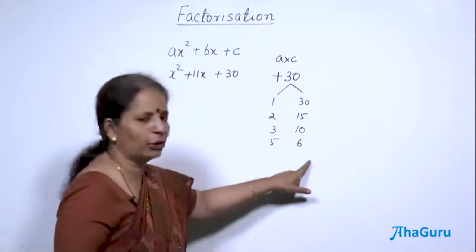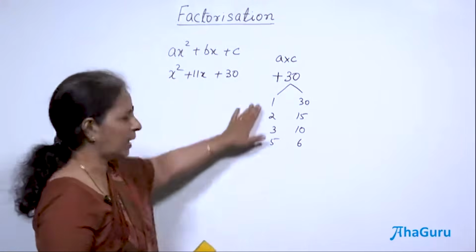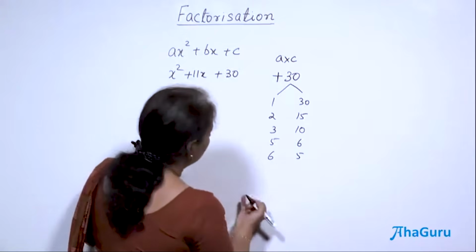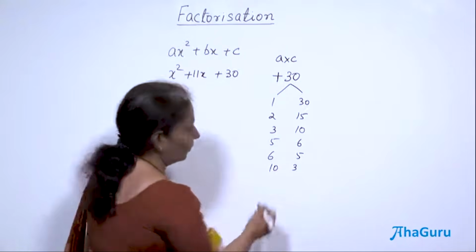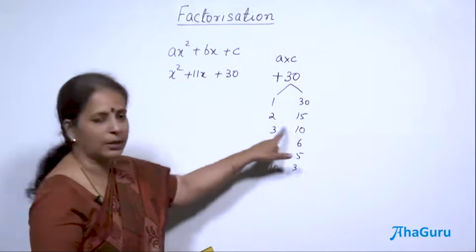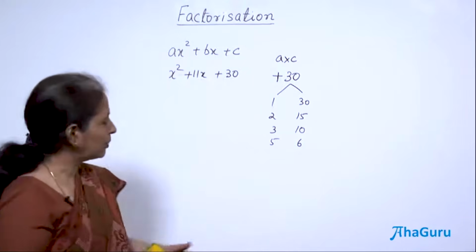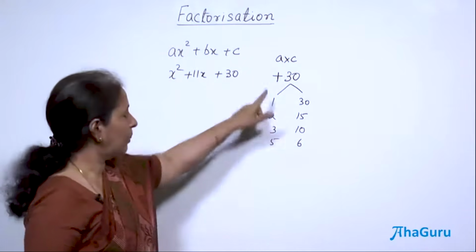Next, you will be writing 6 into 5. So that doesn't make any difference. So this is the maximum you can write. Because when you continue like this and you write 6 into 5, then what else? You will write 10 into 3. Now that is no need because 10 into 3 is the same as 3 into 10. So I just stop it here. Okay, so 30 can be written as a product of these 2 factors with a plus sign here.